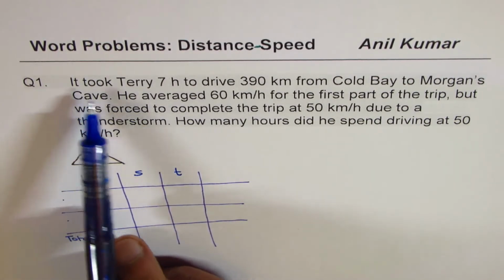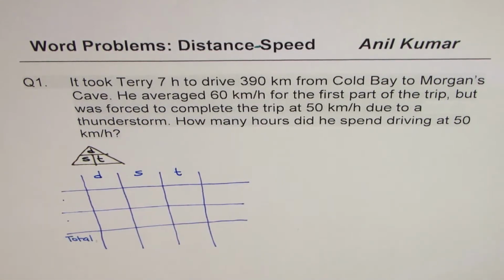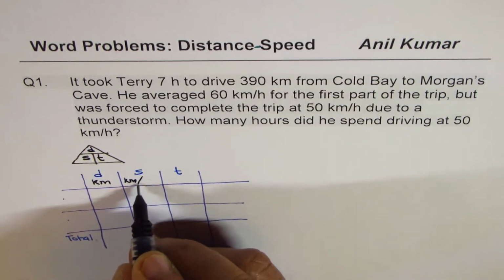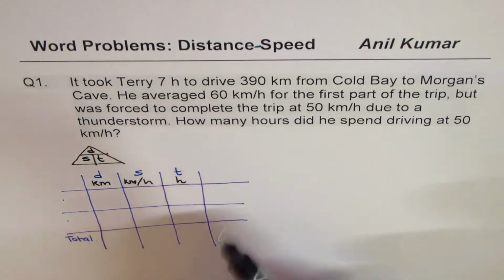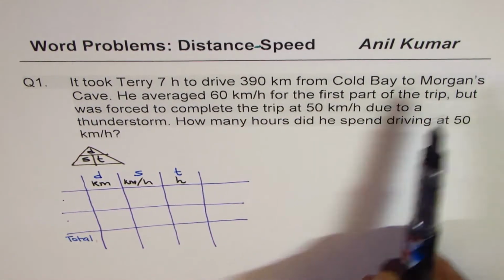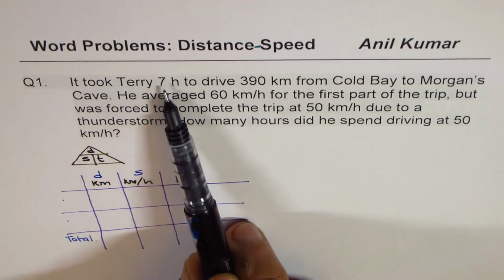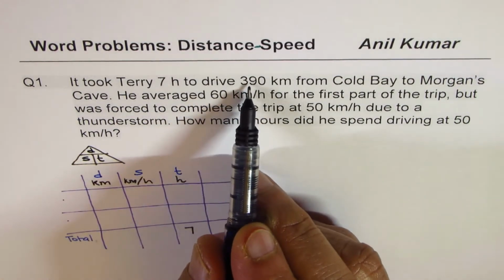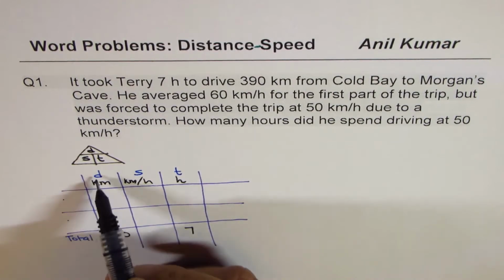It says it took Terry 7 hours to drive 390 kilometers. So the first thing is units. Distance is kilometers, speed is kilometers per hour, and time is in hours. From Cold Bay to Morgan's Cave, the total time is given to us. Terry took 7 hours to drive, so time total is 7 hours. Total distance is given, which is 390. So we'll write 390 here, distance total.